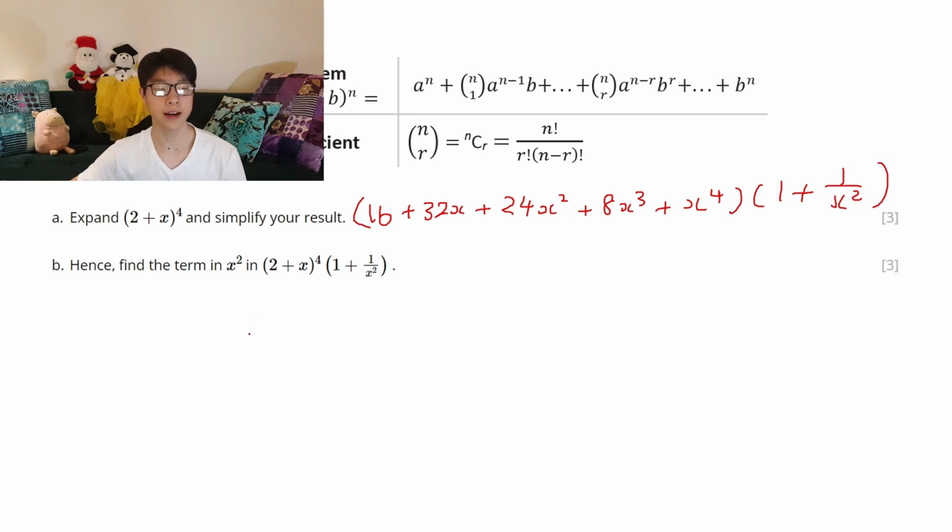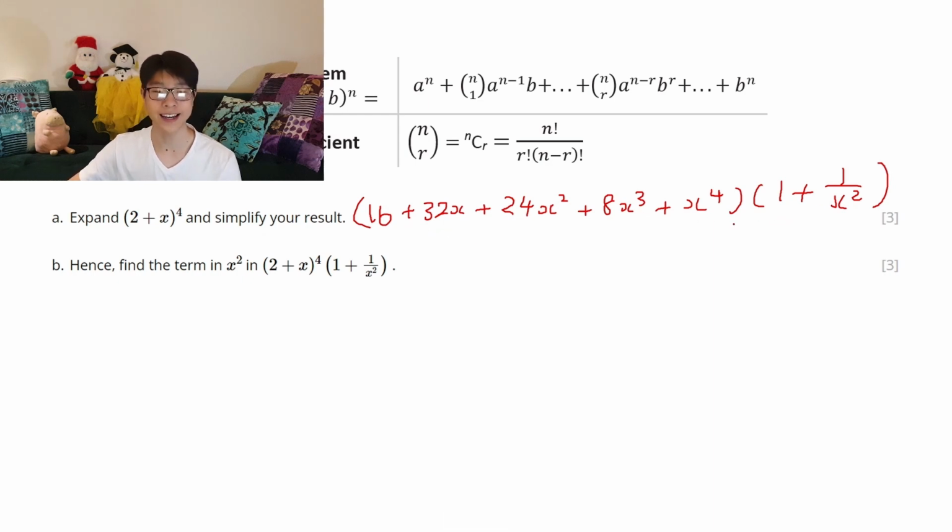Instead, what we want to recognize is that some of the terms multiplying will not actually give us the answer. We only need to recognize the terms which will multiply to x squared. So for example, what I mean is, if we multiply 16 by 1, that is part of the whole expansion, but 16 multiplied by 1 is 16, and that doesn't actually help us get the answer for this question specifically. So we can just ignore that. Same with 32x multiplied by 1. That will not give us an x squared term.